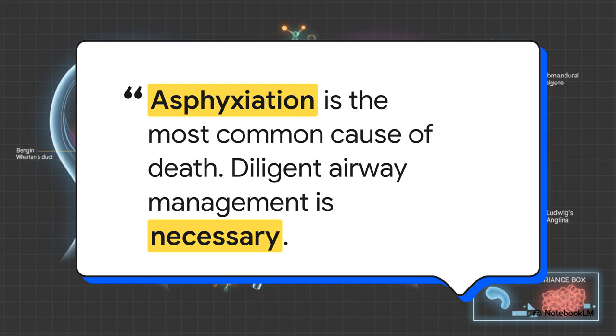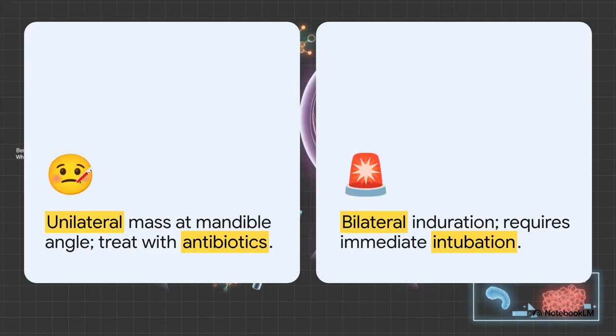You absolutely must not lay this patient flat, because gravity will instantly finish the job of closing their airway. You have to secure that airway immediately via awake fiber optic intubation or an emergent tracheostomy long before cardiovascular collapse sets in. Let's rapidly contrast these profiles so you never mix them up.